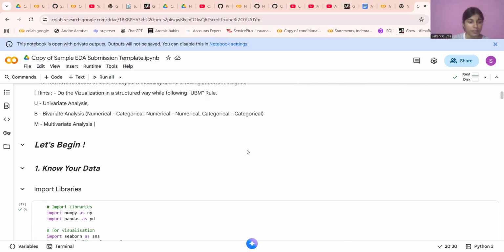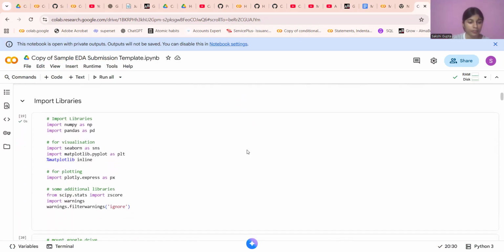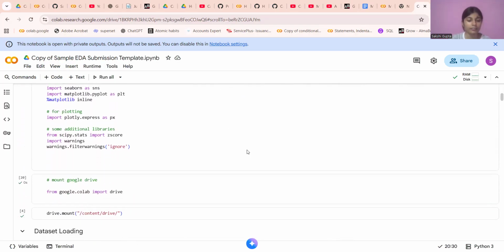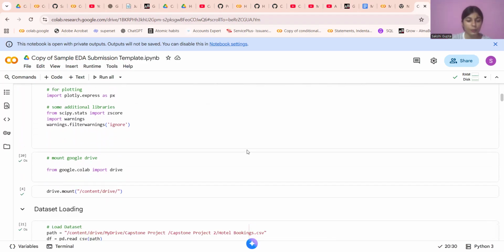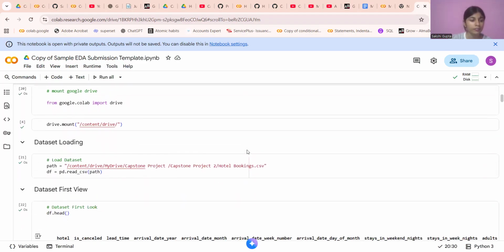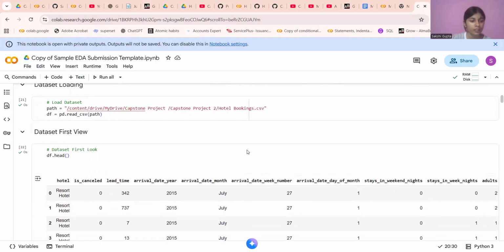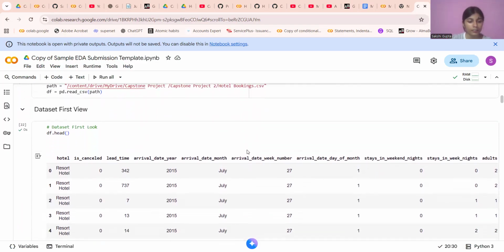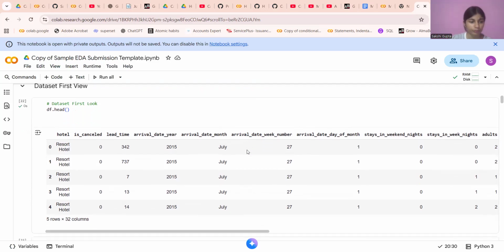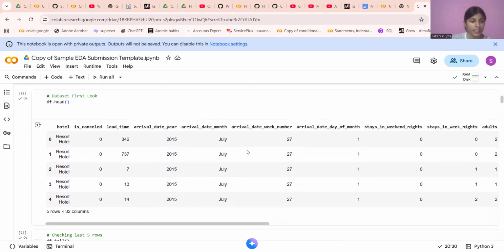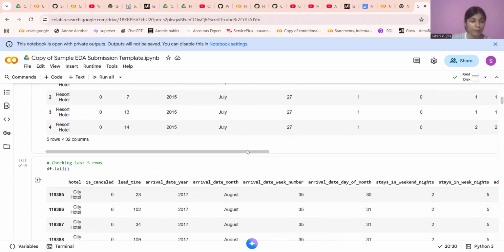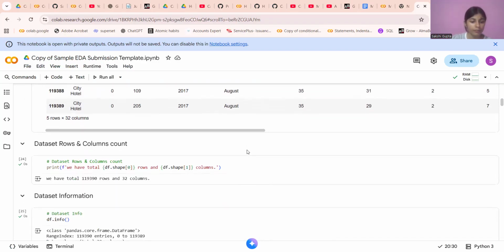Now let's begin. First, I import the library. Now I load the data set. I extract the data from the Google Drive. Then I check the first rows by using head, and then the last 5 rows using tail.